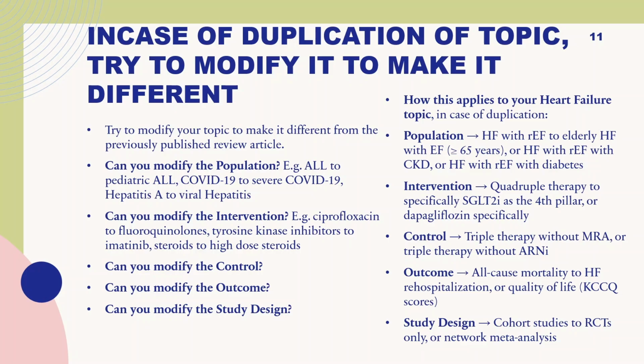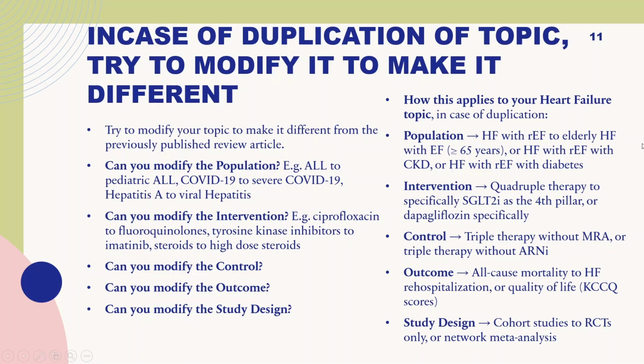You run a PubMed search for your topic with population and intervention with systematic review filtering. In case you find a review on your topic, you don't have to forsake your topic entirely. You can modify it to make it different. You can specify your population. You can change it from adult to pediatric population, or you can specify the stage of your disease or the severity of your disease. You can also modify the intervention. You can change a class of drug to a specific drug in that class, or you can use a class instead of a specific drug. You can modify the control, outcome, and study design as well.